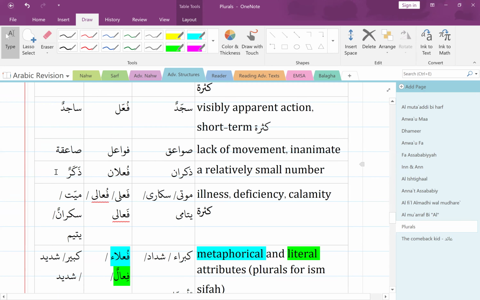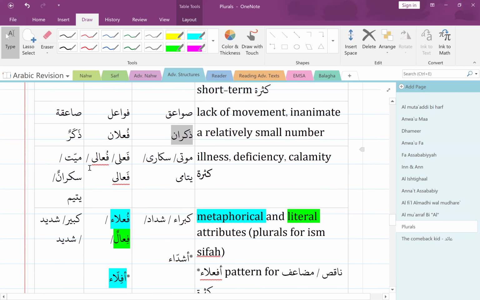Dhakarun is a male person, and then you can have a broken plural in the pattern of fu'lan, dhukran. So this one indicates a relatively small number. If you have this one plus another, maybe dhukur is also another broken plural for this same word. So dhukran will be relatively smaller, and dhukur will be larger. So that's kind of how they distinguish this stuff.